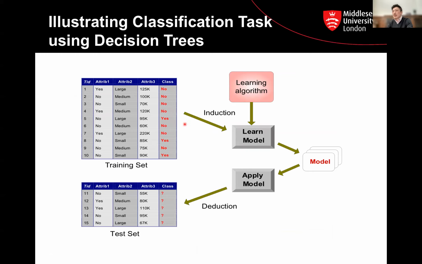Okay, so this is the same process as before, the general training and predicting process, but applied specifically to the decision tree. So this is the original data. You use that to train the model. In this case, the model is a decision tree. And then you can apply the model to data for which you don't know the class, and use it to predict what the class is.